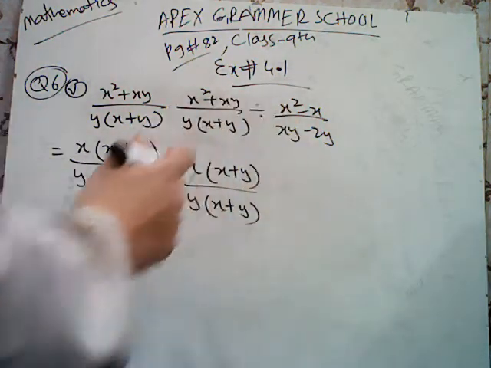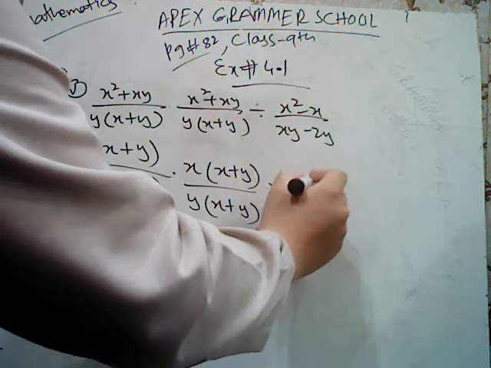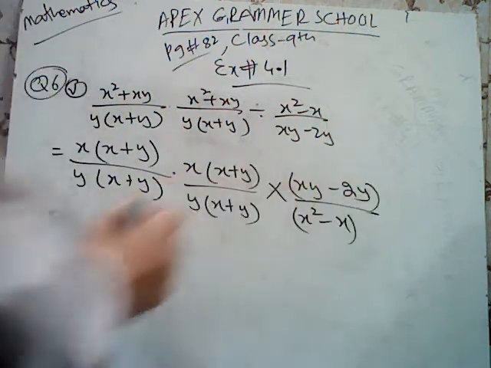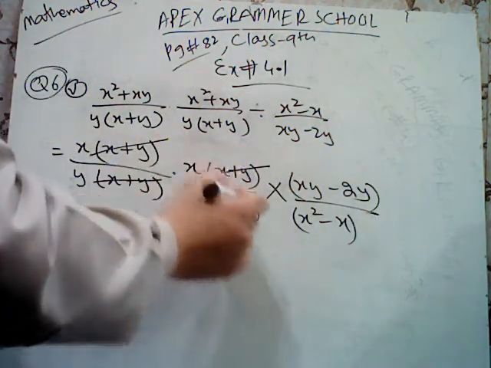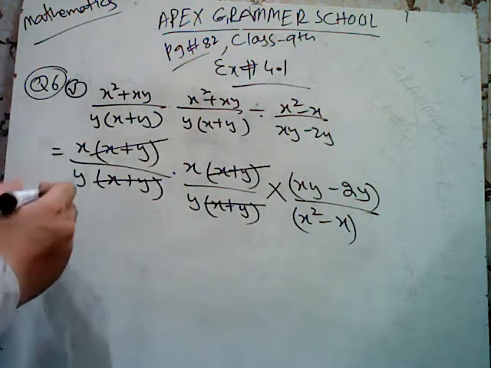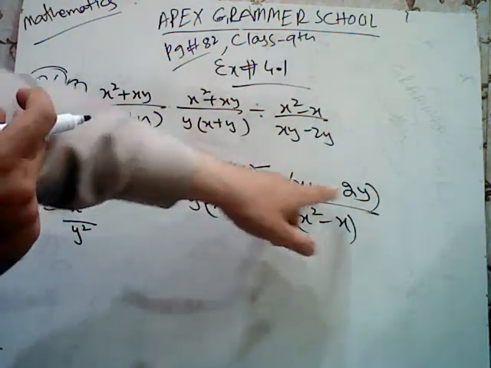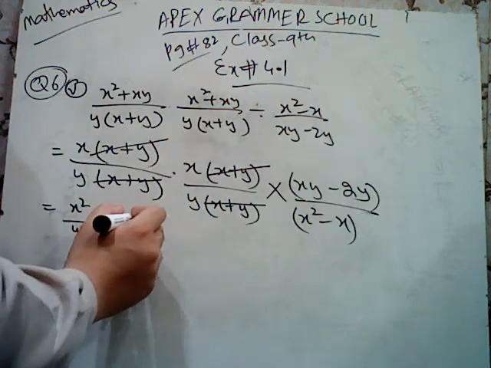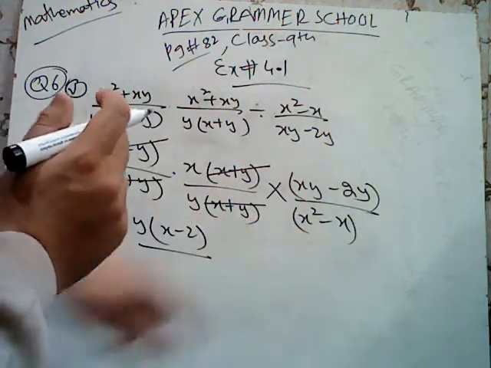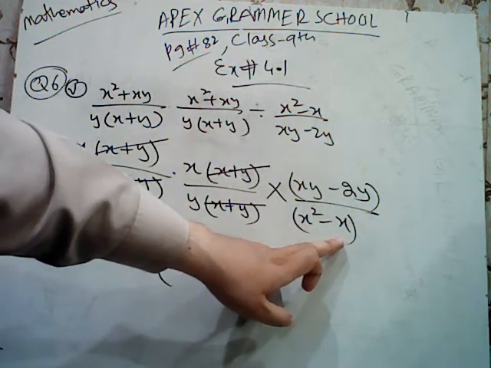And after taking this, the divide sign is going to be multiply, and it will revert: xy minus 2y, and in the denominator x square minus x. Now x plus y is cancelled with this x plus y, this x plus y is cancelled with this x plus y. What is going to happen? X is multiplied with this x and it becomes x square, and in the denominator y with this y becomes y square, and taking common y from it, multiply y, what is going to happen? This is x minus 2, and take x common from here, after taking x common from it, it becomes x, and this becomes minus 1.